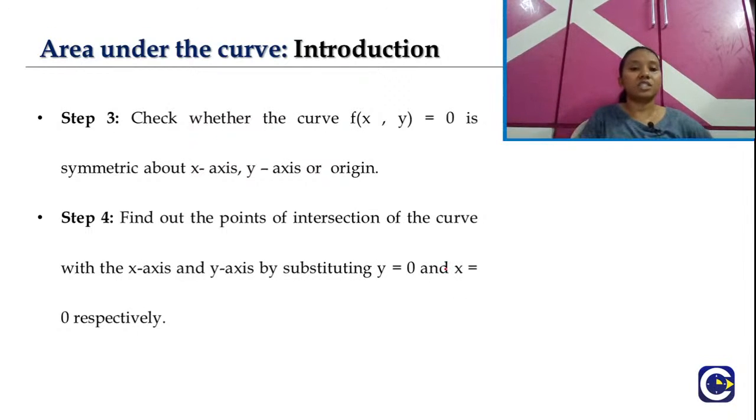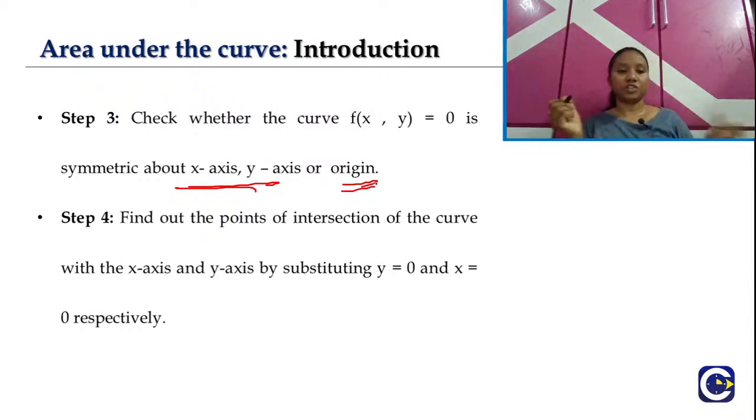And next, check whether the curve f(x, y) = 0 is symmetric about the x-axis, y-axis, or origin. Once we plot the curve, by looking at the plot itself we can say whether it's symmetric about the x-axis, about the y-axis, or else symmetric about the origin. So this information we can also get.